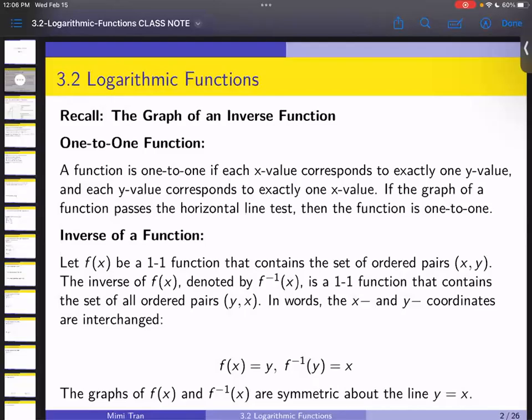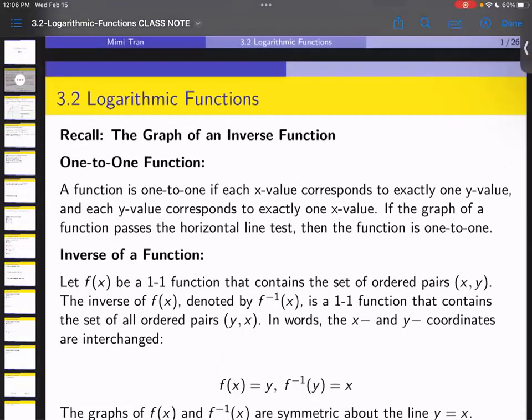That you did in lower classes. One-to-one function. A function is a one-to-one function if each value of x corresponds to exactly one value of y and vice versa, right? Meaning there's no repeated x or y.